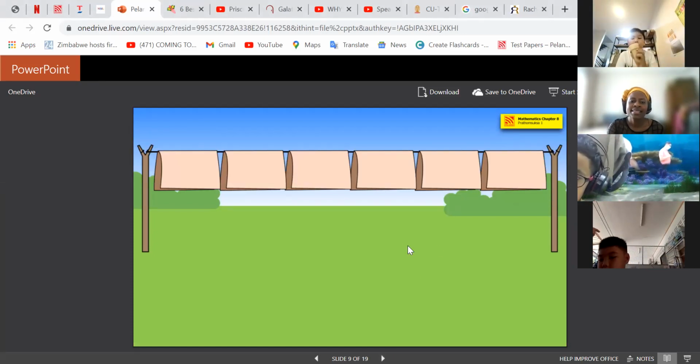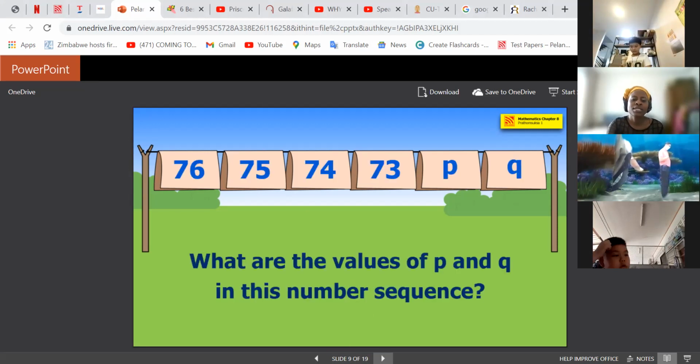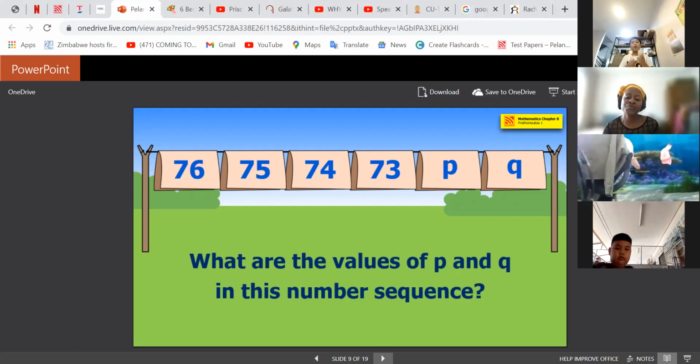All right, the next example shows this kind of number sequence. We have 76, 75, 74, and 73. And then we have P and someone is making noise.